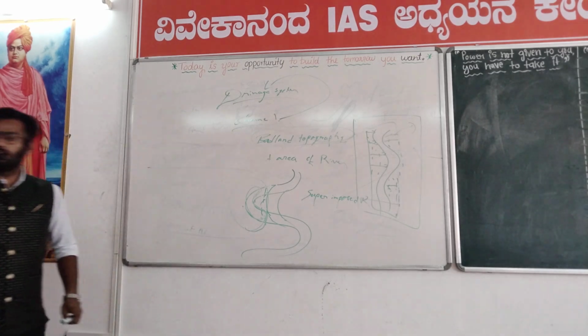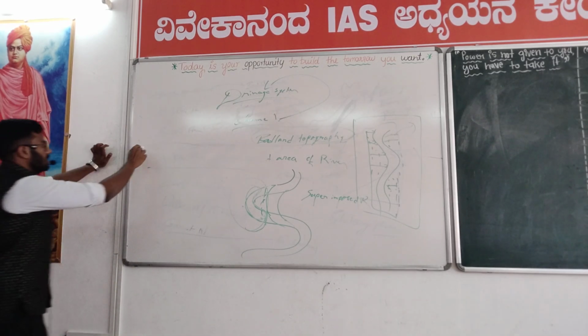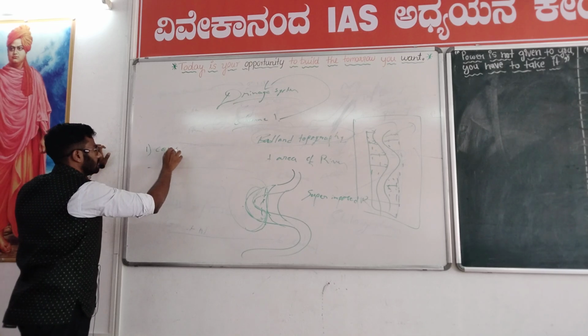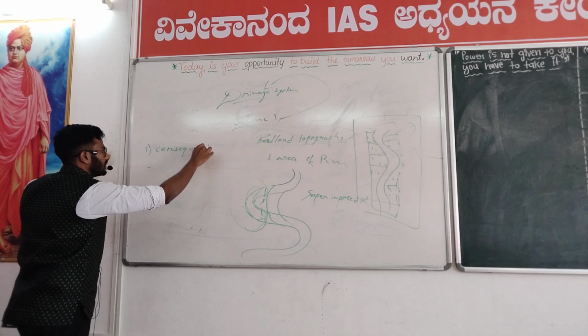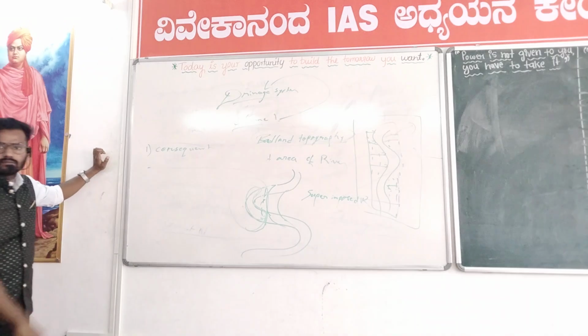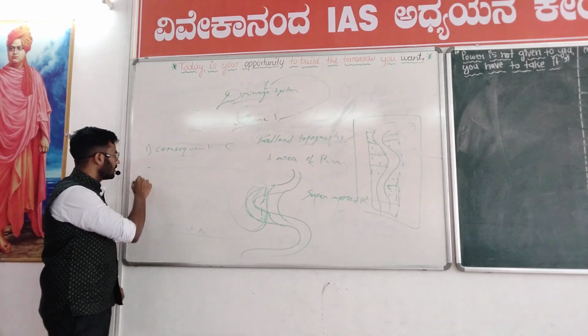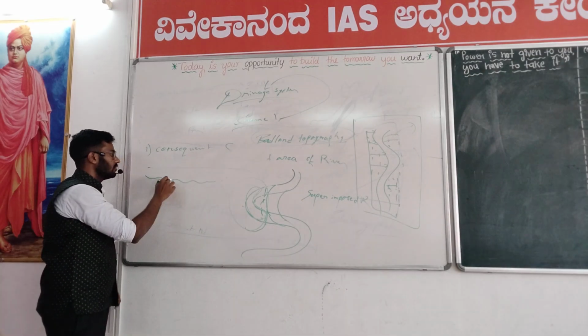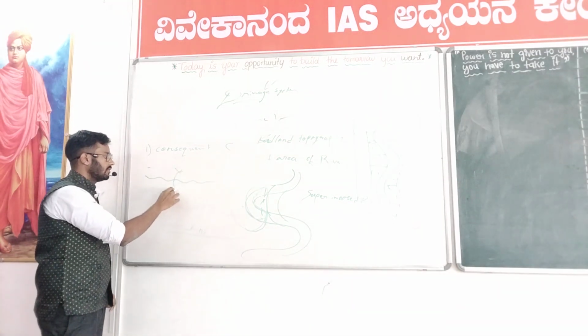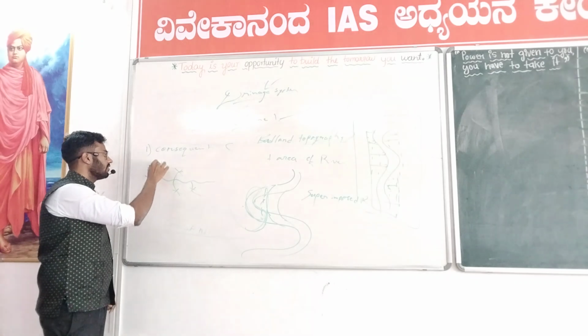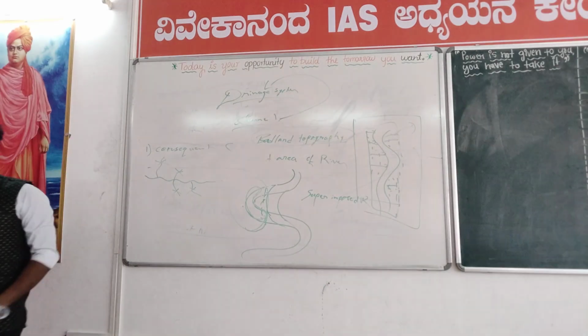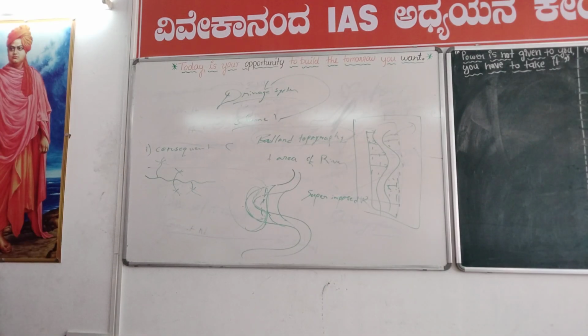First one is consequent Cordant. Consequent Cordant is nothing but a kind of single river. There is no tributary, nothing. A single river is flowing. Then we call it a consequent Cordant or consequent pattern. Single river without any tributary.